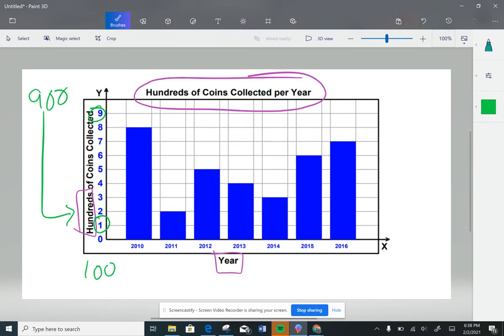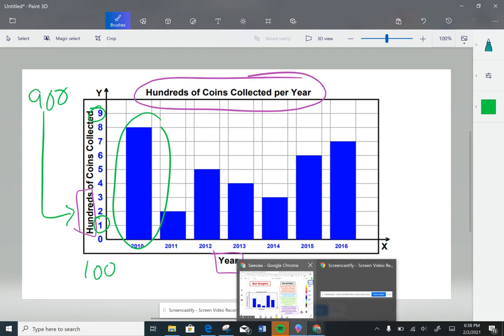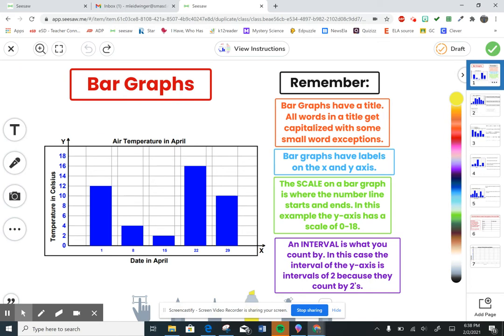So if you were to look across this bar and I were to ask which year did we collect the most coins, you would look at the bar that is the tallest, which is our first bar. You would look across the lines and you would know that we collected 800 coins and the year would be 2010. So let's take a look at your assignment for the day.